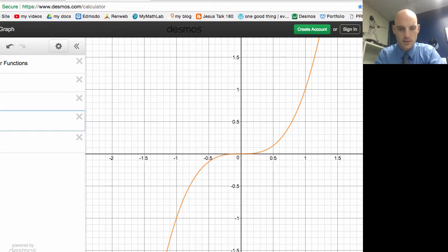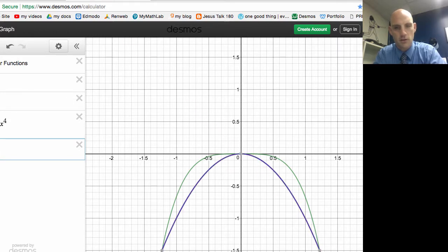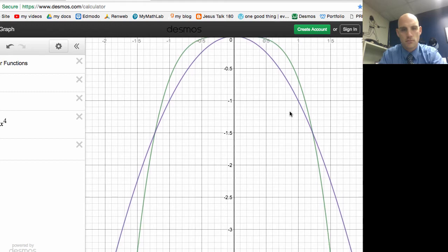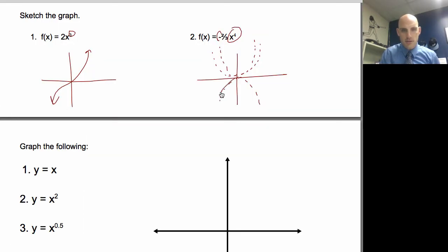So I'll put this in parentheses. Negative 2/3. Oops. X raised to the 4th power. Check it out. Downward opening parabola. Here it is compared to negative x squared. So the green one ends up skinnier on the bottom and it's flipped over. We've got this downward opening parabola. So were we correct? Absolutely we were.